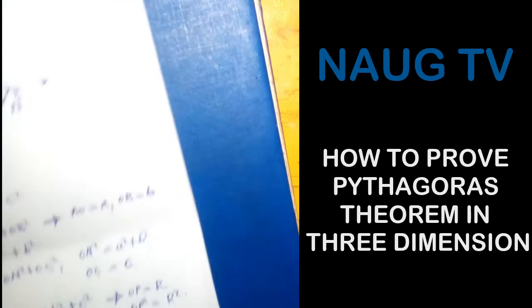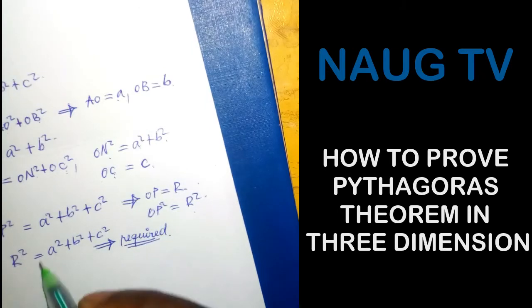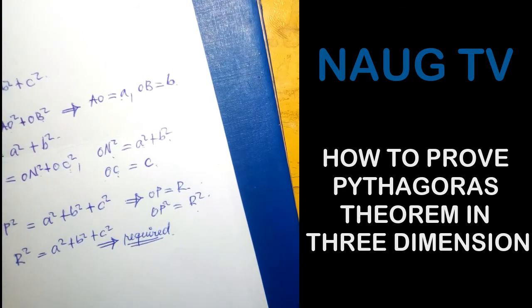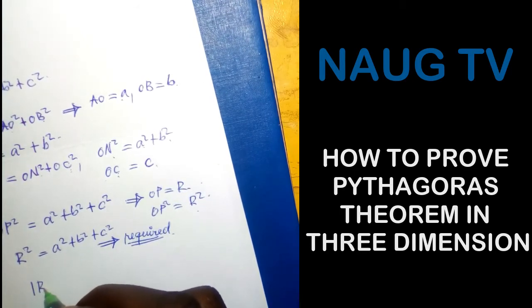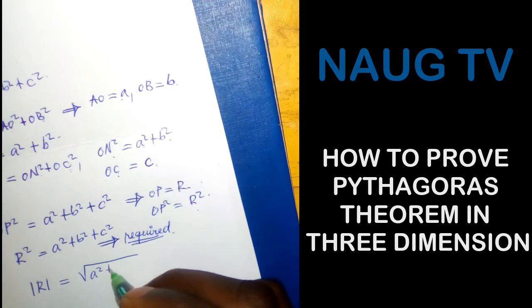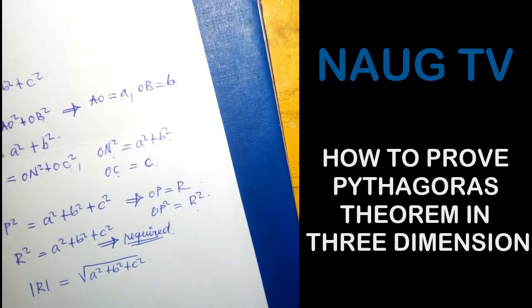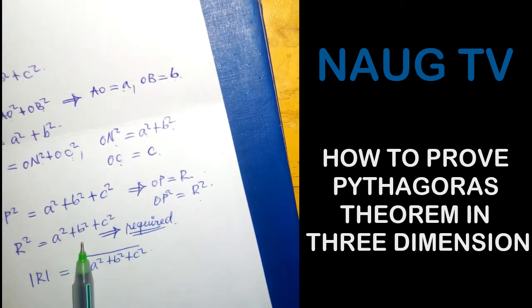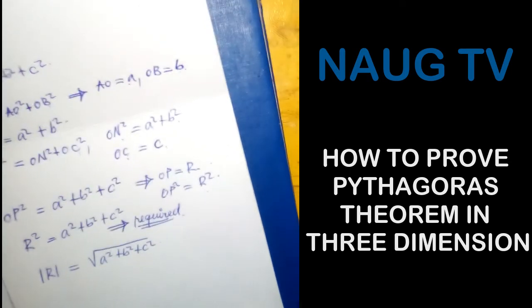So the magnitude of vector L would be L, which is equal to the square root of A squared plus B squared plus C squared. Because if R squared is equal to A squared plus B squared plus C squared, R only, without the square, would be equal to the square root of A squared plus B squared plus C squared. Yeah, I think that is right now.